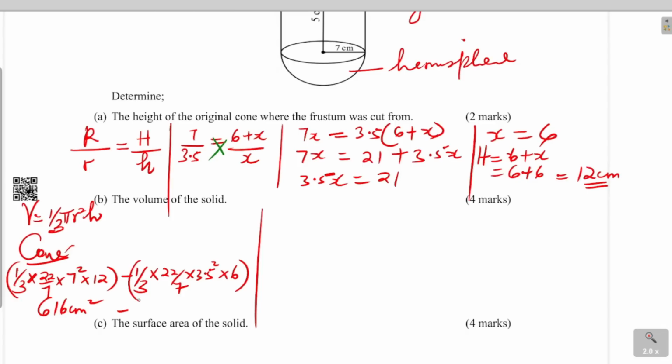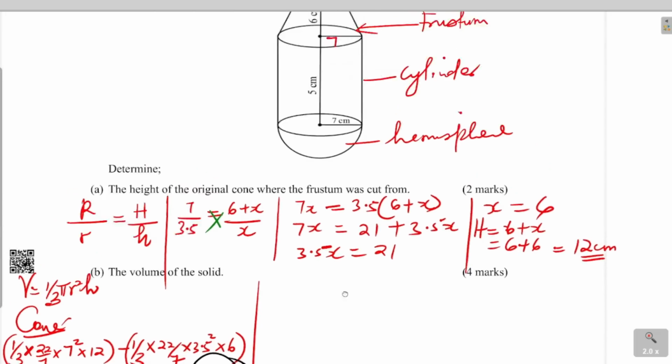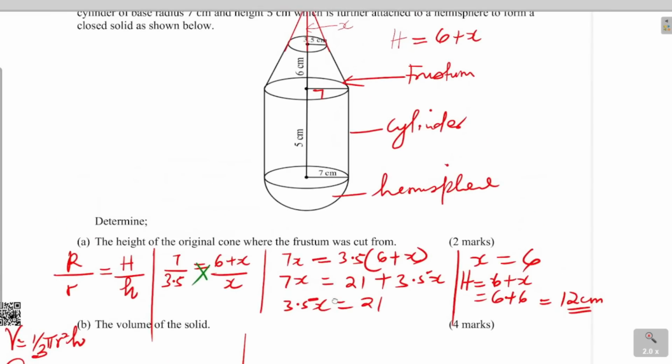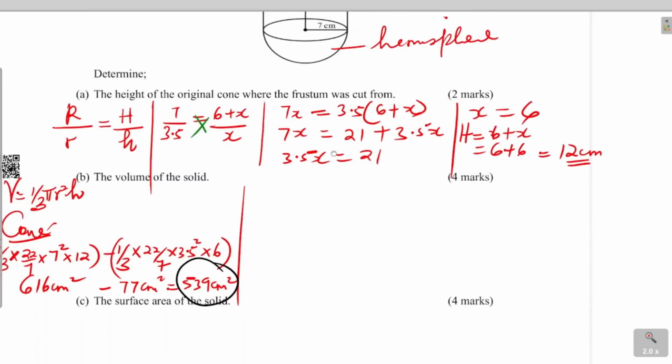These will give 77 centimeters cubed. When you subtract, you'll get 539 centimeters cubed. So that is the volume of the frustum. The next one is the cylinder, and the cylinder has a radius of 7 and the height of 5.